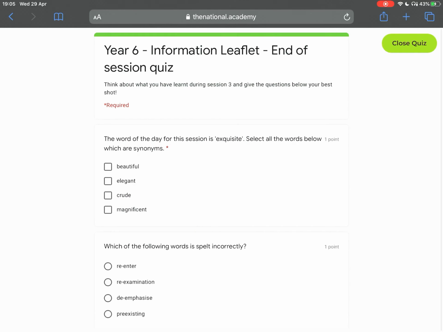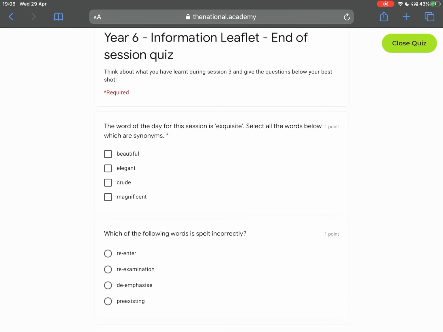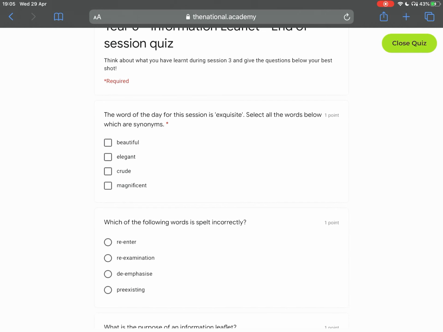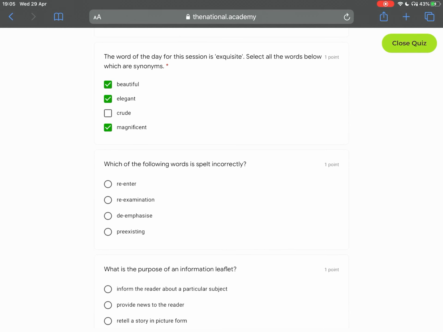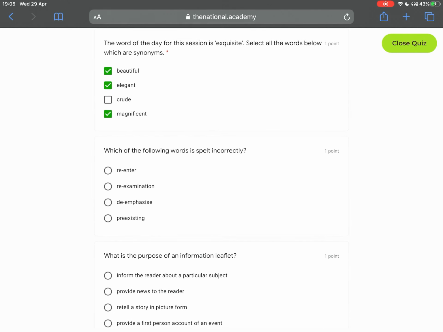Then after you've marked your independent task, you've got your quiz. So the word of the day for this session is exquisite. Select all the words below which are synonyms. Here it'd be beautiful, elegant, magnificent. Which of the following words is spelled incorrectly? Here it would be pre-existing.